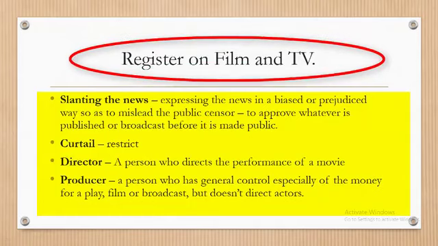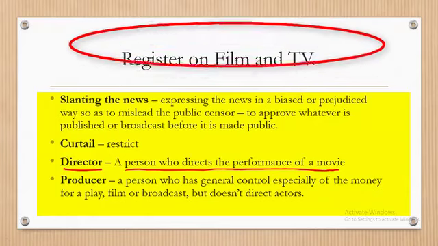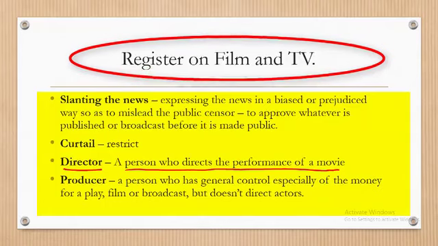Then during film production, we always have the director. At the end of the movie, you always see executive producer, you see director. Who is a director? A director is any person, male or female, who directs the performance of a movie. That is, he or she tells the actors or actresses what to do, based on the script that has been provided. So, the person who directs the performance of a movie is a director.